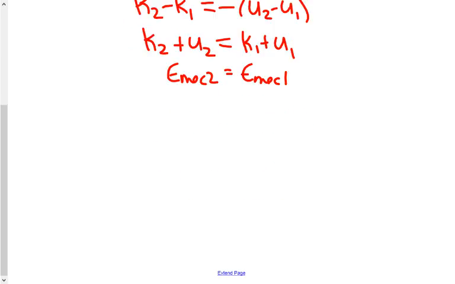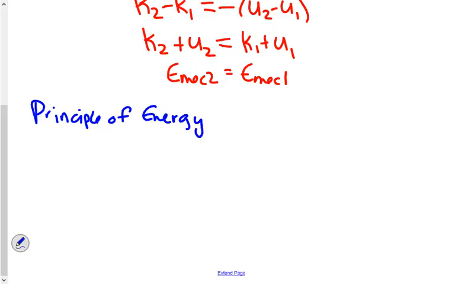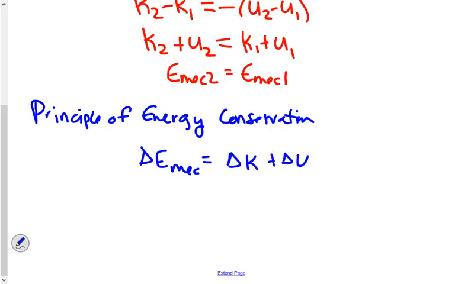So my final statement here for the principle of energy conservation is that the change in mechanical energy is going to be equal to the change in kinetic energy plus the change in potential energy, but that's got to sum to 0. Although I think writing it this way is probably a lot more useful when we're solving problems.